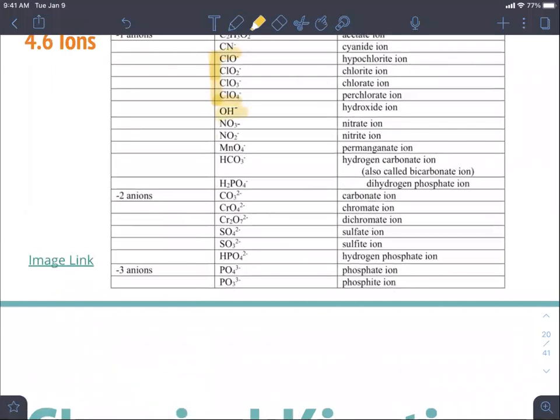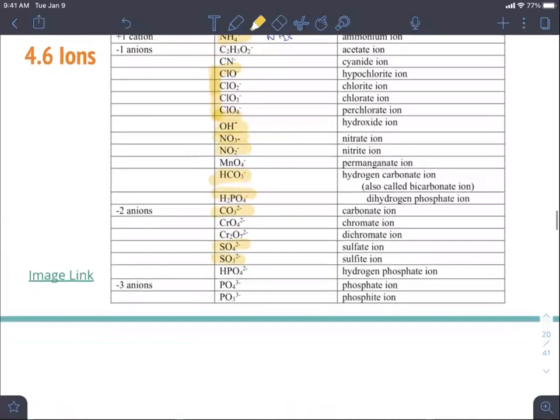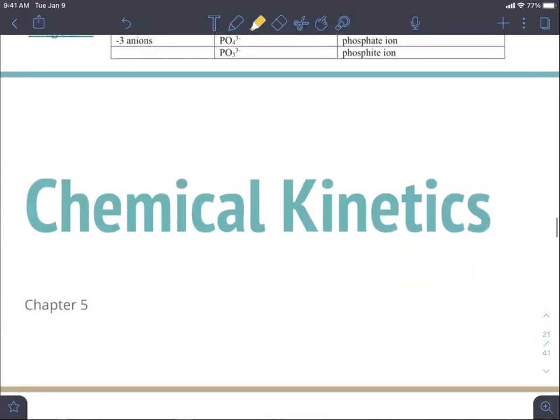100% know the hydroxide ion, know the nitrate and the nitrite. Permanganate isn't super important. Definitely know hydrogen carbonate, and carbonate. This one's pretty important. Those are mainly the most important ones. The phosphate ions aren't super important, but if you have time, try to memorize them too.